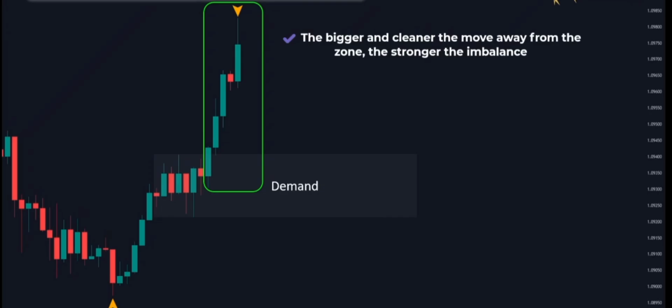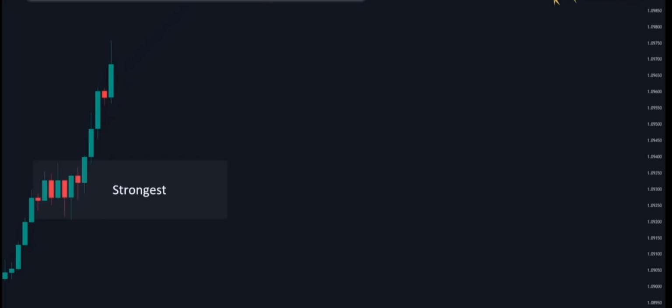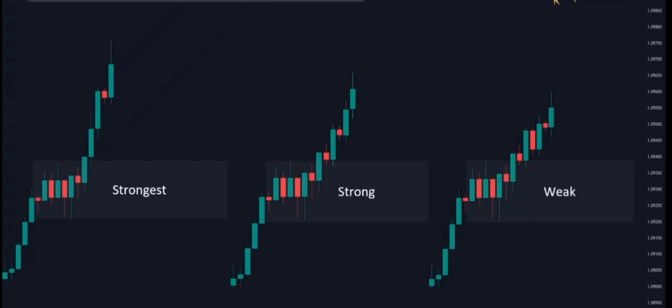Here's one of the most important signs that a supply or demand zone actually matters: the strength of the expansion move. When price shoots away from a zone with clean, impulsive candles and minimal overlap, that's not just random price action. It's a clear sign of a strong imbalance between buyers and sellers. This kind of movement tells us that smart money placed a heavy order at that level. And when institutions are involved, you better believe price is more likely to respect that zone on the way back.